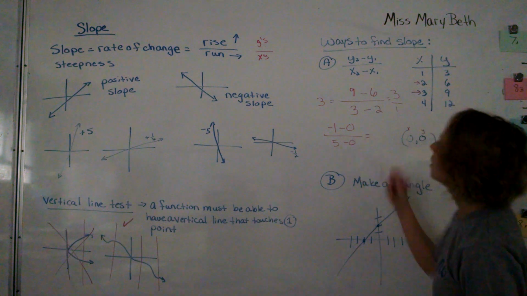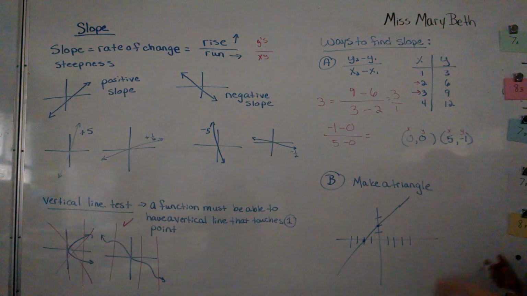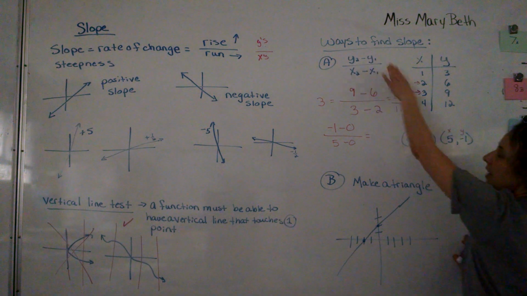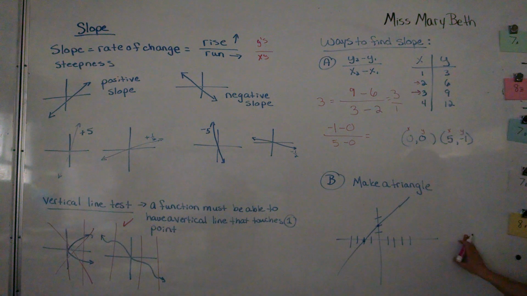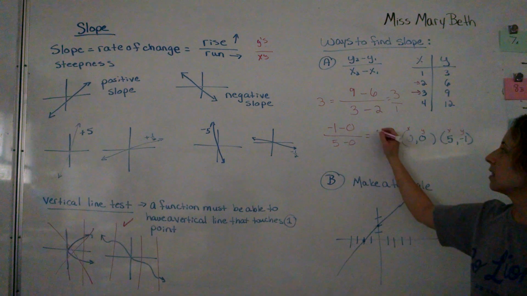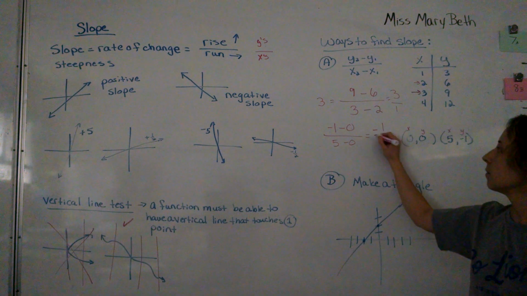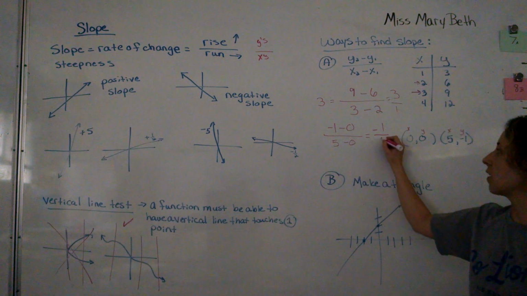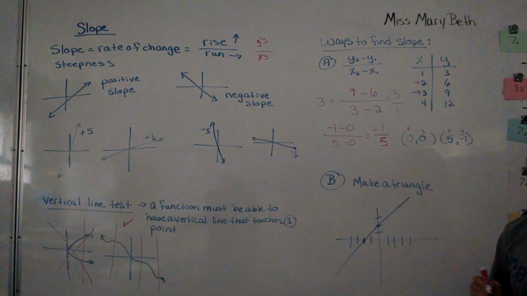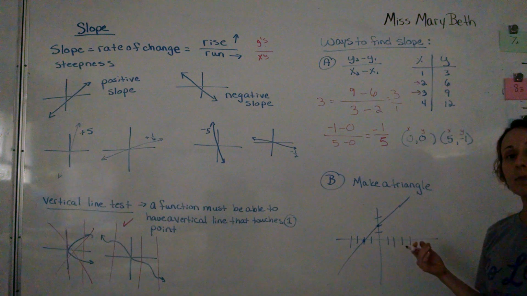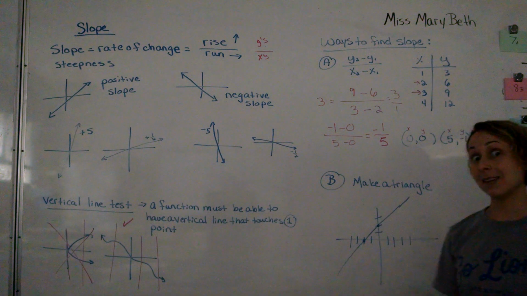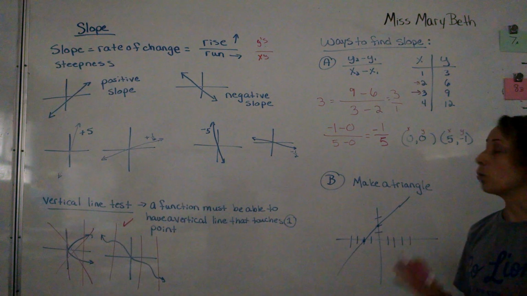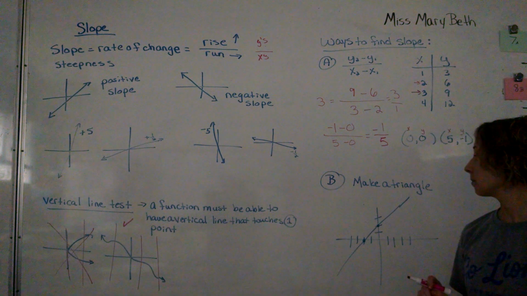This is the formula to calculate slope. y2 minus y1 over x2 minus x1. Negative 1 take away 0 is just negative 1. 5 minus 0 is 5. Negative 1/5. I can leave it as a fraction. Even if it was an improper fraction, I can leave it as an improper fraction. I would reduce it if I needed to.